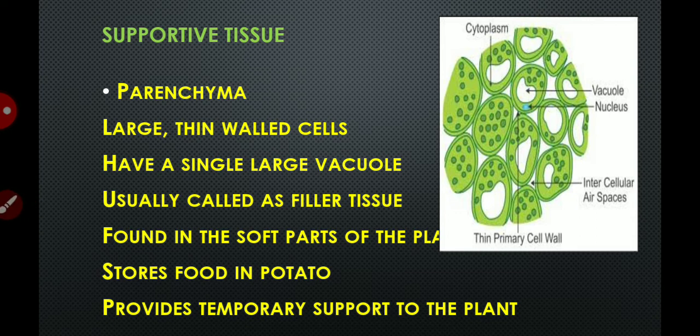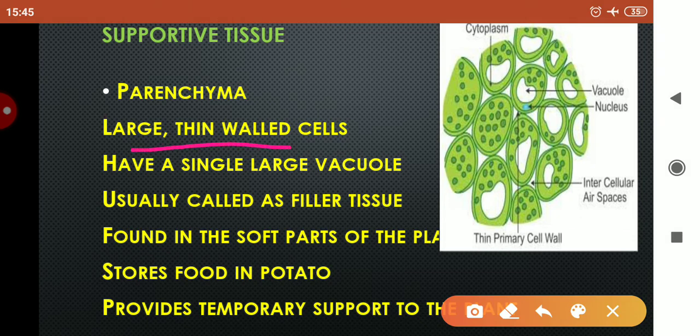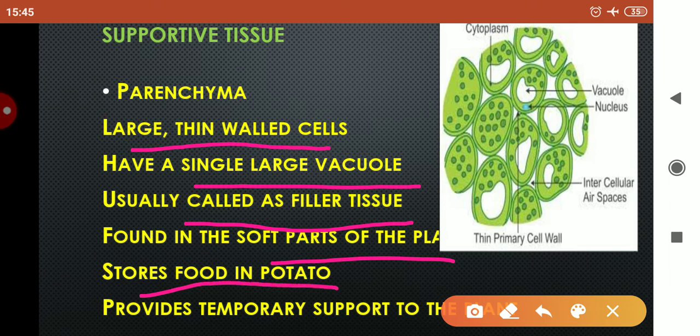The first supportive tissue is parenchyma. Parenchyma are large thin walled cells. They have a single large vacuole. Parenchyma cells are usually called as filler tissues because they fill the plants. Whenever there is a free space between the cells, they fill those spaces. Found in the soft part of the plant, parenchyma tissue stores food in potato. They provide temporary support to the plant. So children, this was about parenchyma.